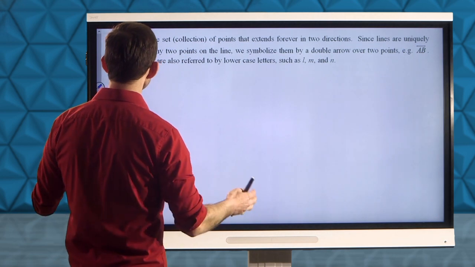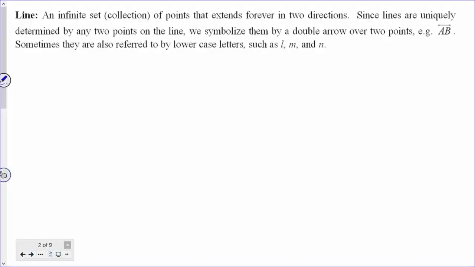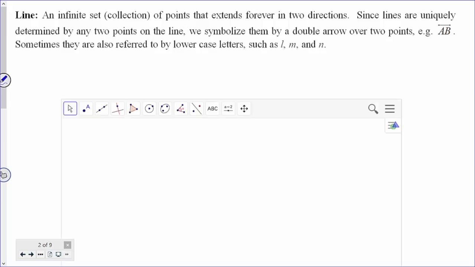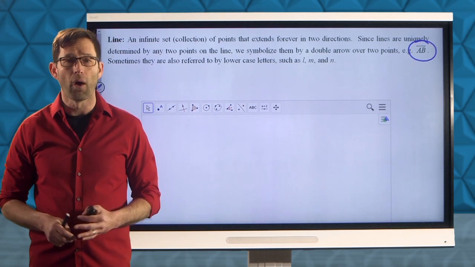All right, let's first talk about what a line is. Let me read off its definition. A line is an infinite set of points that extends forever in two directions. Since lines are uniquely determined by any 2 points on the line, we symbolize them by a double arrow over 2 points. So in this one example, what I've got is A, B, those are 2 points, with that arrow that goes both directions. Sometimes they're referred to by lowercase letters such as L, M, and N, and we'll see both of them quite often.